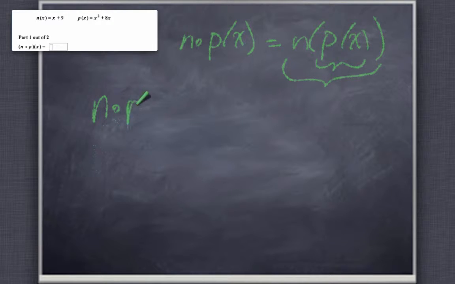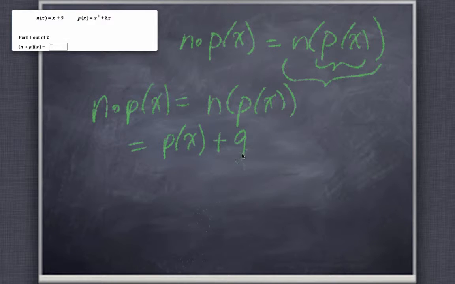Okay, so n composed with p of x is n of p of x. What n does to anything in its parentheses is just add 9 to it, so that's p of x plus 9. So now I'm going to substitute, and it's just this. So now this is a quadratic. Its domain is all real numbers. P of x to begin with was quadratic, so it was also all real numbers.